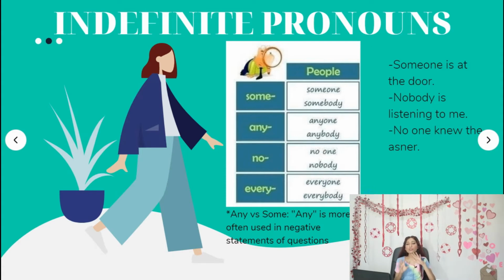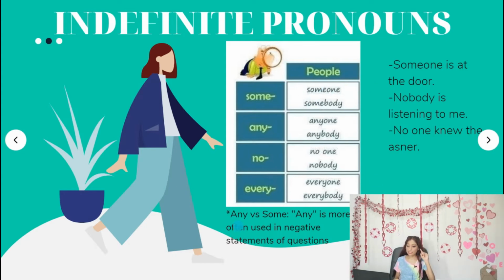Okay, so now I want you to repeat with me because sometimes I've heard that it's difficult for you or you have troubles or struggling pronouncing these words. Let's repeat, please. Someone, somebody, anyone, anybody, no one, nobody, everyone, everybody, okay?